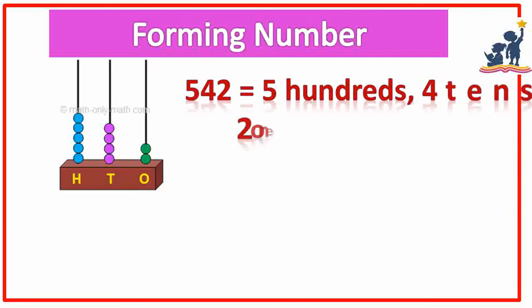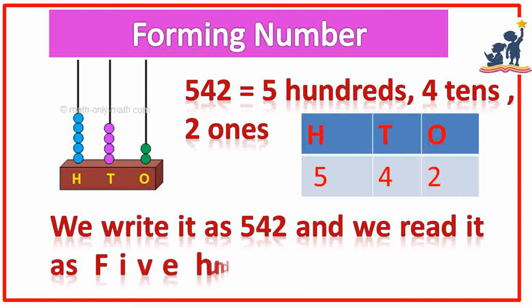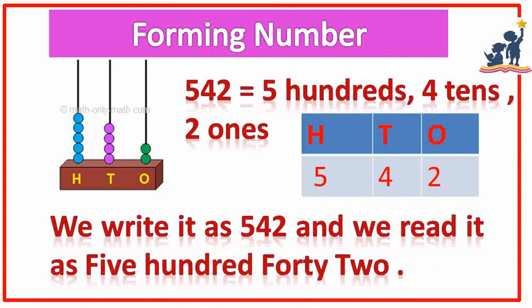Now, forming a number. See in abacus form, 542 is equal to 500, 4 tens and 2 ones. It can be written under hundreds, tens, ones. In the hundreds place we have to write 5, in the tens place we have to write 4, and in the ones place we have to write 2. So we write it as 542 and we read it as 542.